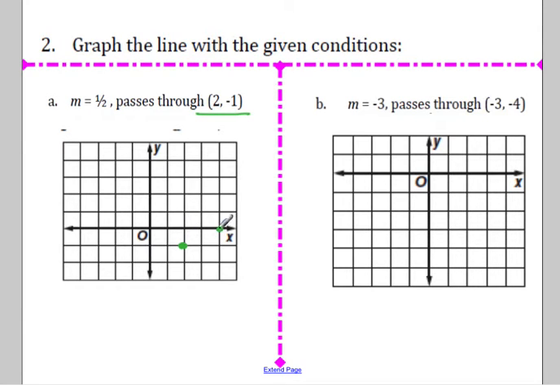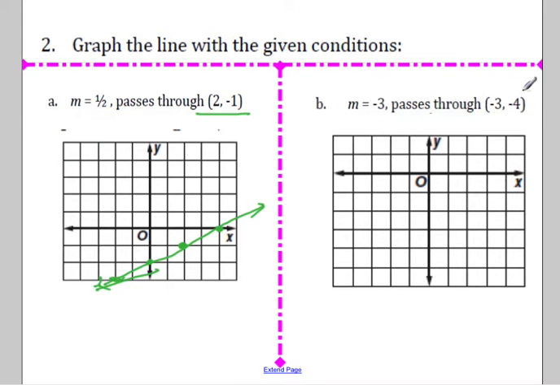Up 1 to the right 2. Or down 1 to the left 2. Okay. And do your best. I would use a straight edge of some form to sketch these on there to make sure they're nice and straight.